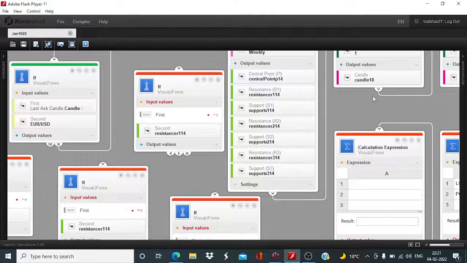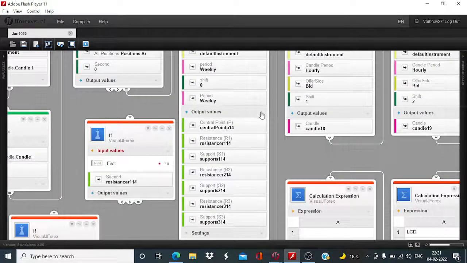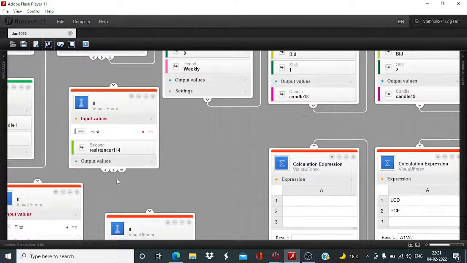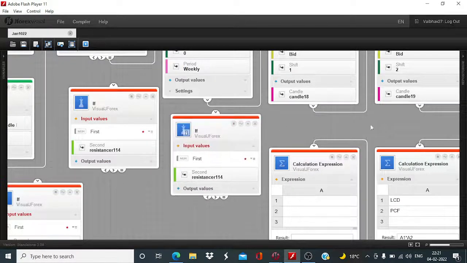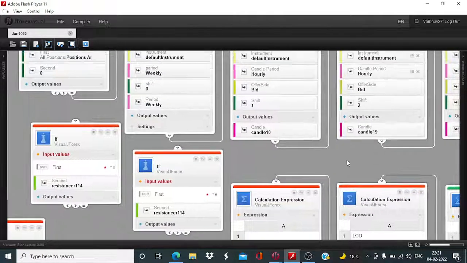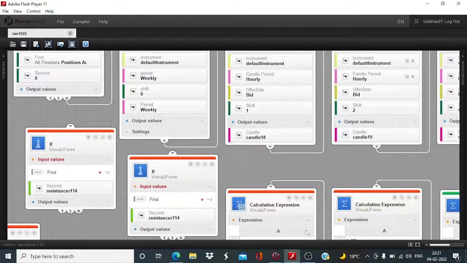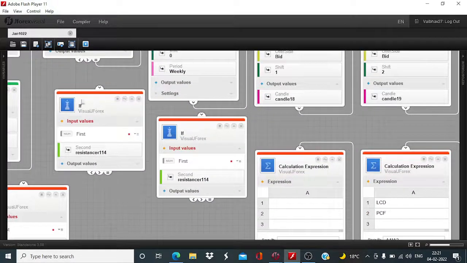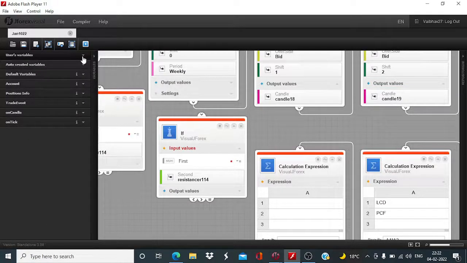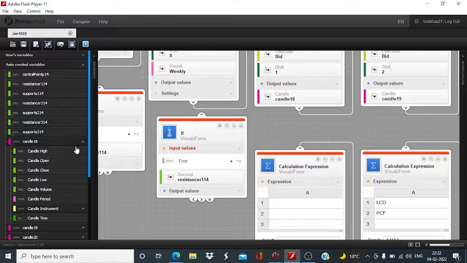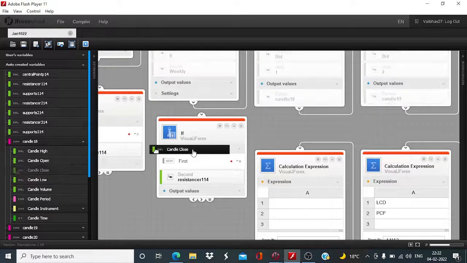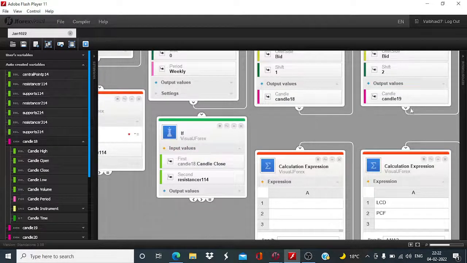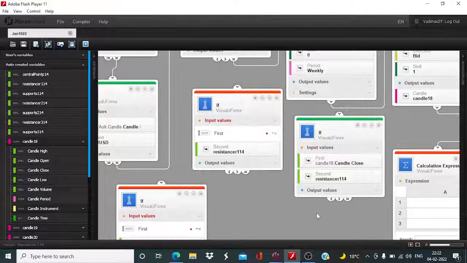Now we turn our gaze to the historical candle data. Candle 18 candle close needs to be lower than the first resistance level. So we have to take candle 18 candle close, first input less than second input.